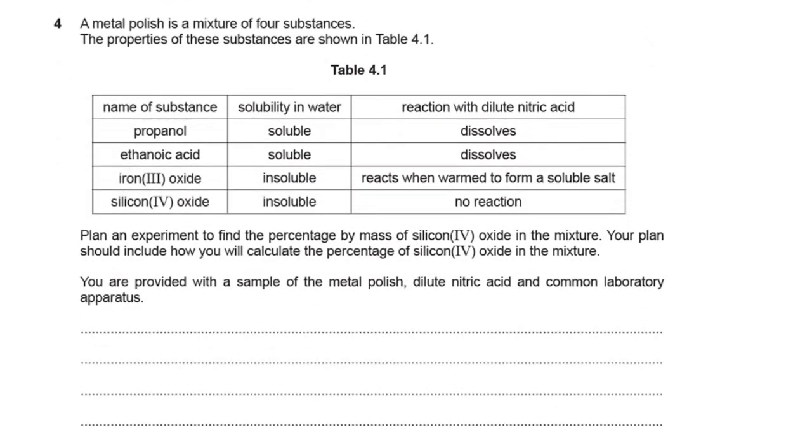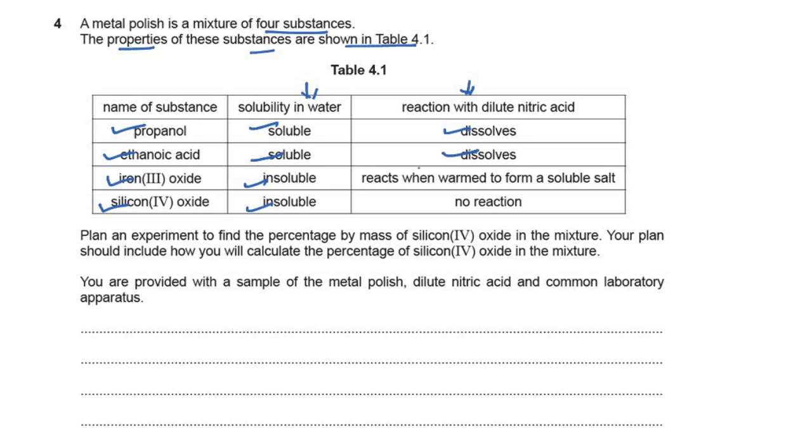Question 4 says a metal polish is a mixture of 4 substances. The properties of these substances are shown in table 4.1. So a metal polish contains propanol, ethanoic acid, iron 3 oxide and silicon 4 oxide, and their solubility in water is given. 2 of the substances are soluble and the remaining 2 substances are insoluble. The reaction with dilute nitric acid, both dissolve.